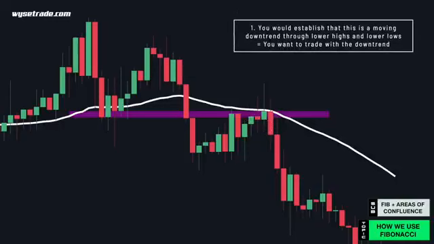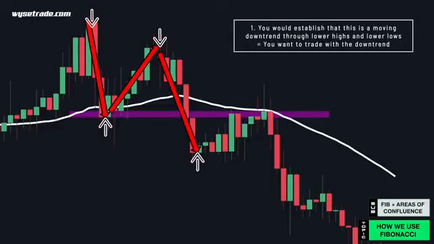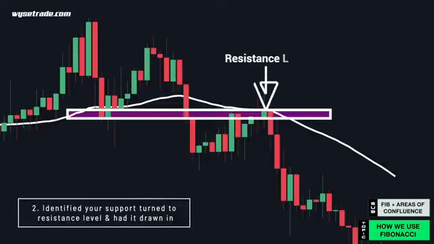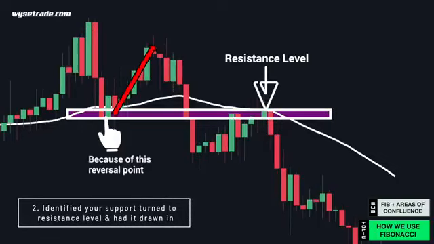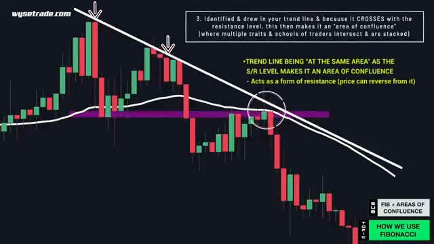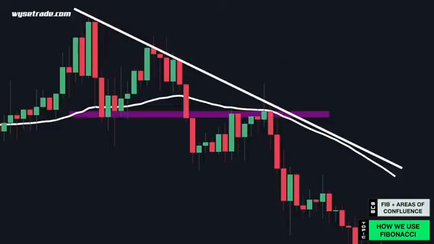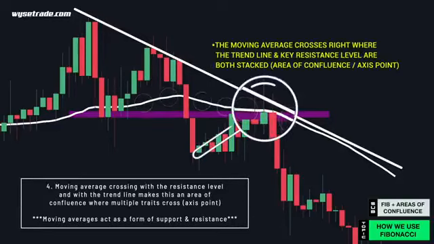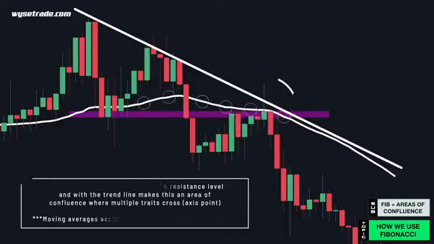First, you would have identified this as a clear moving downtrend, as price is making lower highs and lower lows. So you want to trade with the moving downtrend. You had your key level of resistance here because of this reversal point. You have your trend line here, and because it crosses with the resistance level, it makes it an area of confluence. You then have your moving average here. Notice how it intersects perfectly at the access point and area of confluence.